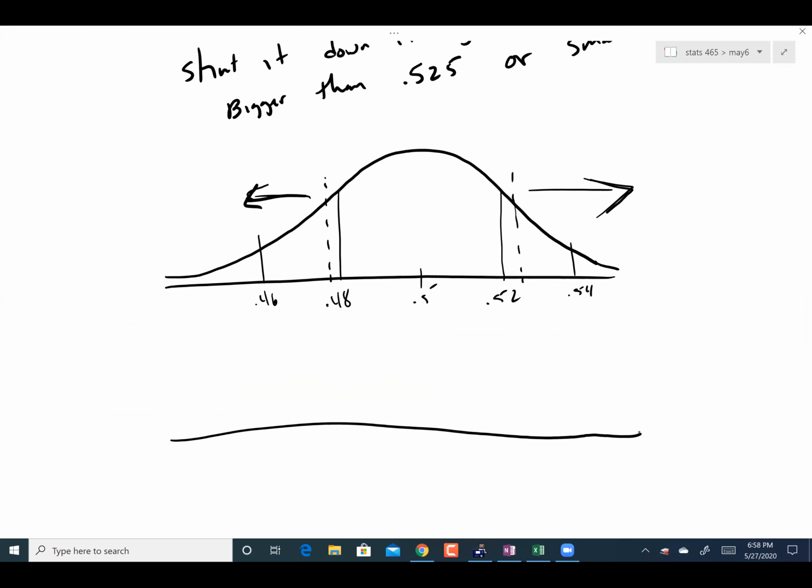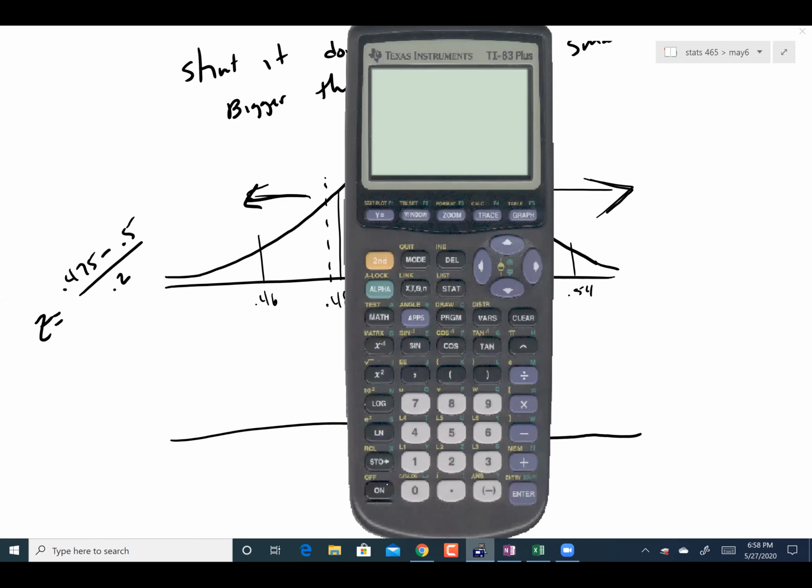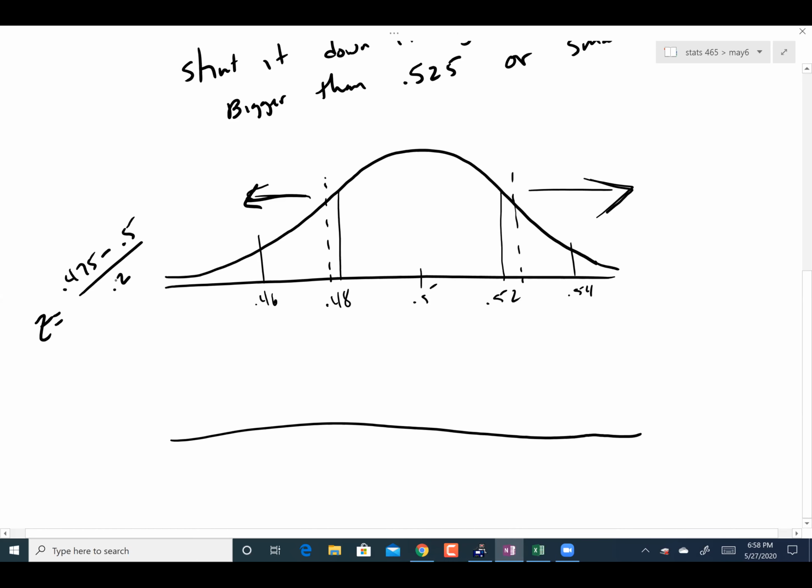Let's do it right. So I would do z equals, and again, this is for one washer, it's going to be 0.475 minus 0.5 over 0.2. Can't do math in my head. Whatever that is, so 0.475 minus 0.5 divided by 0.2 is, what did I do wrong? Oh, it's 0.02, you dim bulb. Negative 0.025 divided by 0.02. There you go, that's more better. Negative 1 1/4, which makes sense.